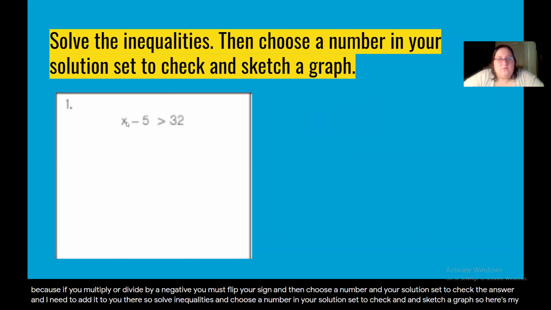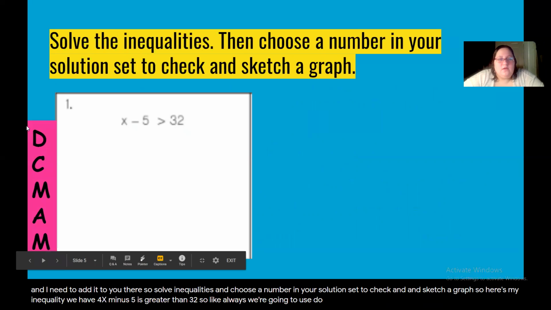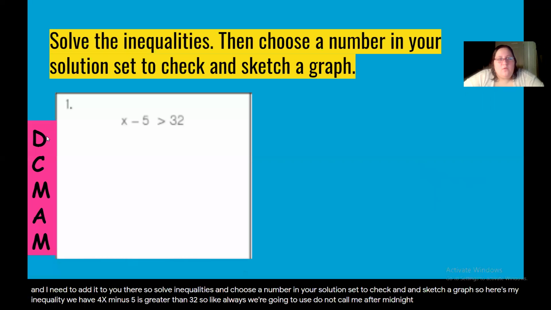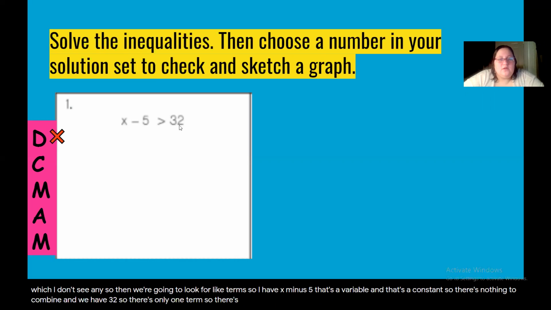So here's my inequality. We have x minus 5 is greater than 32. Like always, we're going to use "Do Not Call Me After Midnight." We're looking for parentheses, which I don't see any. Then we're going to look for like terms. So I have x minus 5. That's a variable and that's a constant, so there's nothing to combine. And we have 32, so there's only one term, so there's nothing to combine. So we don't combine like terms.